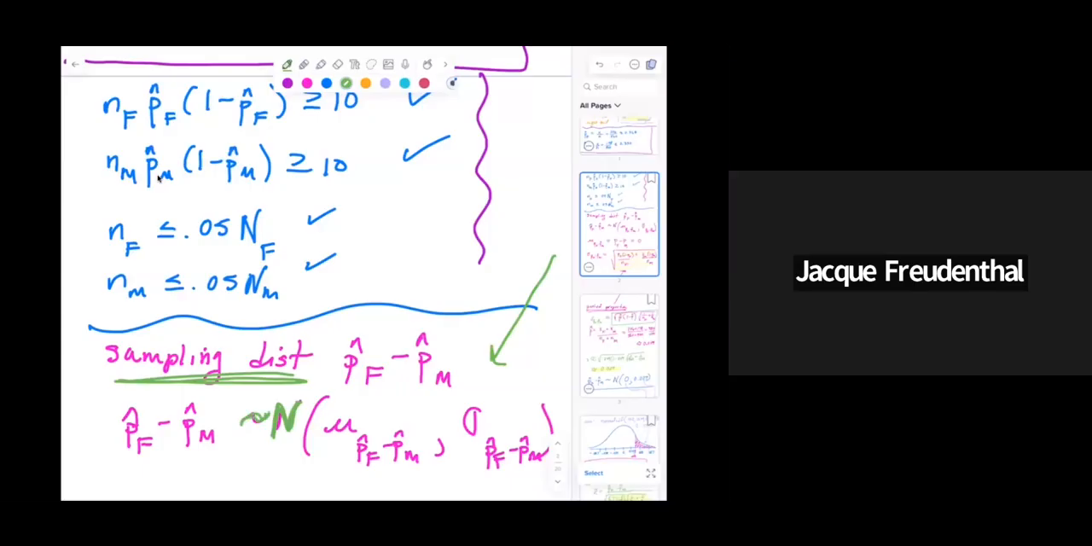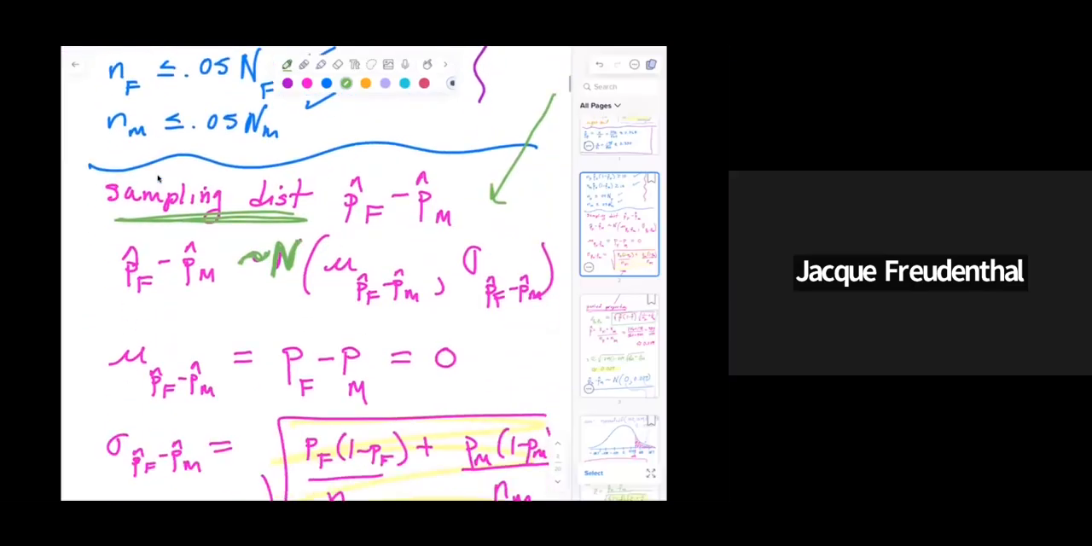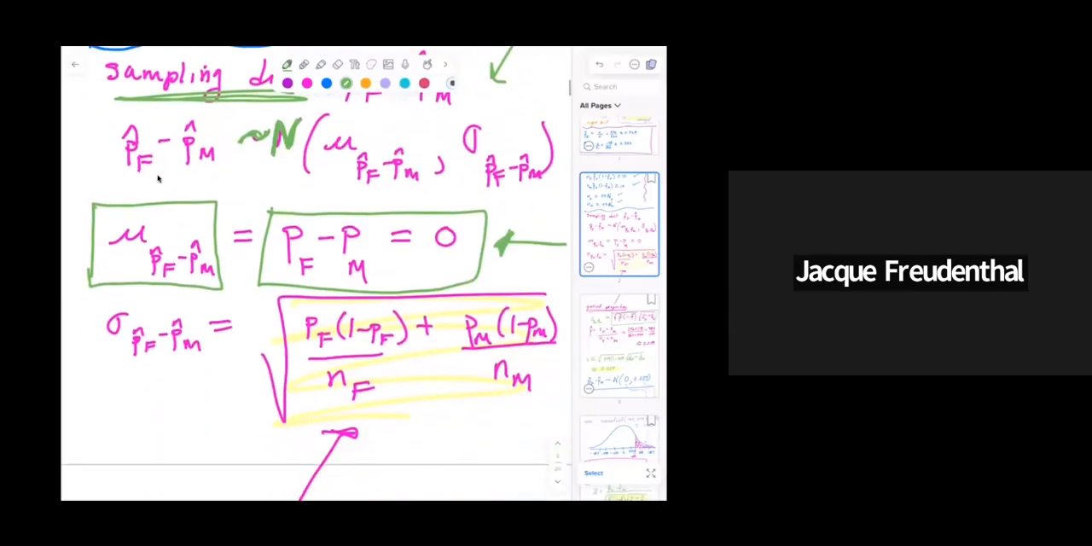So it follows the normal model, has a mean, and the standard deviation is another formula. Okay, so let's look at how we find the mean of the difference in the proportions. We assume the proportions are equal. When we assume that the proportions are equal, therefore the difference is 0. So the mean of the difference is 0 because we assume the population proportions are the same. So the mean will be 0. And then the standard deviation is going to be this formula here.